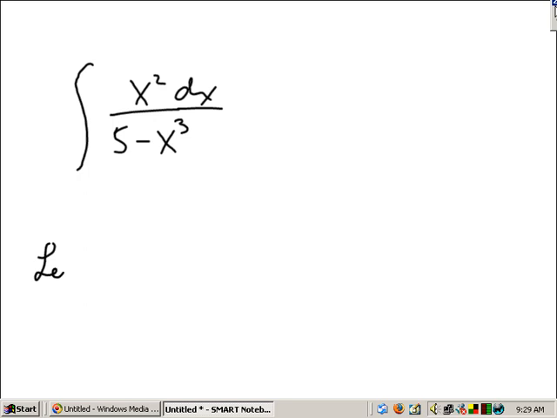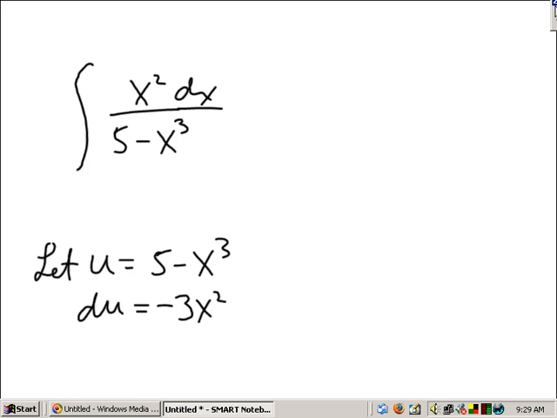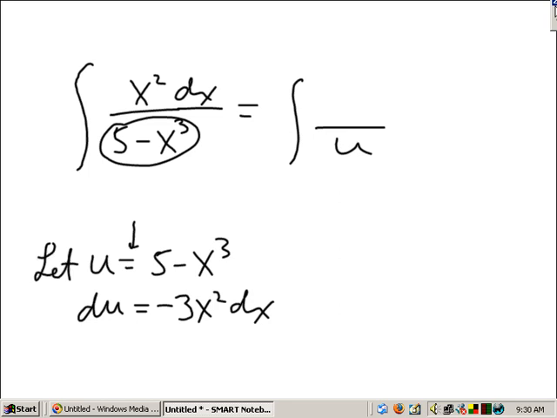Try some more. The integral of x squared over 5 take away x cubed dx. I would let u equal the denominator, because I kind of see the derivative of u on top. du is negative 3x squared dx. Well, that part, that's u. No doubt in my mind, it's u. It says so right there.